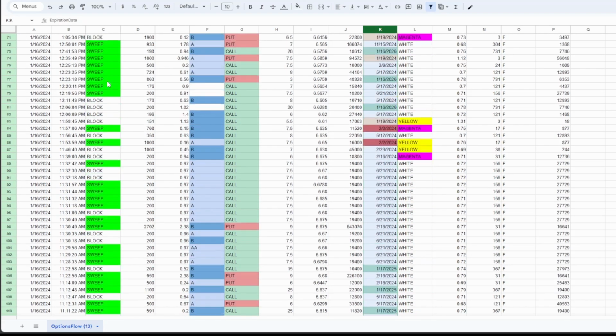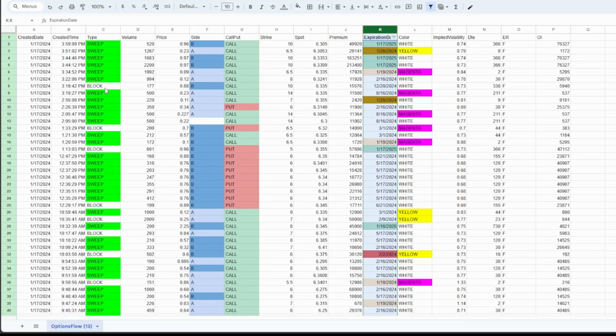These are the order types right here, sweeps, blocks. The ones that are not mentioned are splits and multi legs and things like that, but we get the idea. The price, the volume, calls or puts, buy side ask, bid side or ask, strike, so on. Expiration right here. Now, before we get into all that, I want to point out the main thing that stood out to me. My price alert hit yesterday, and it just so happened to be that that's the day that this little bad boy came in.